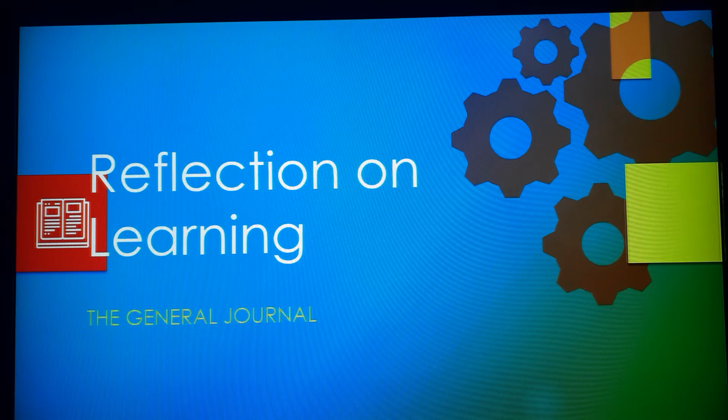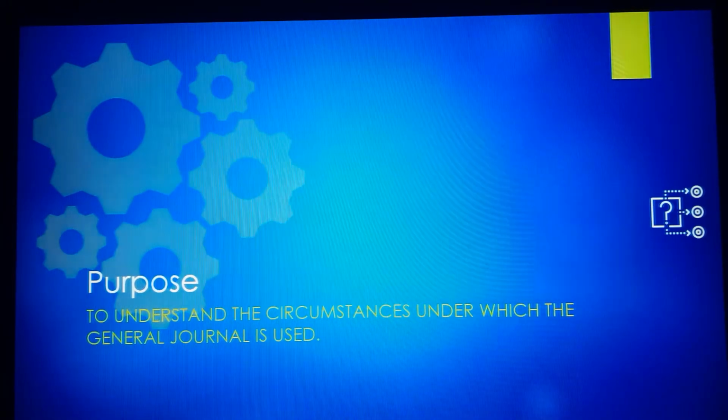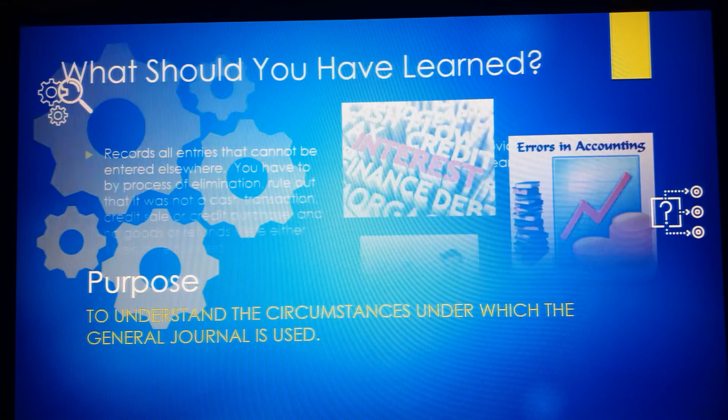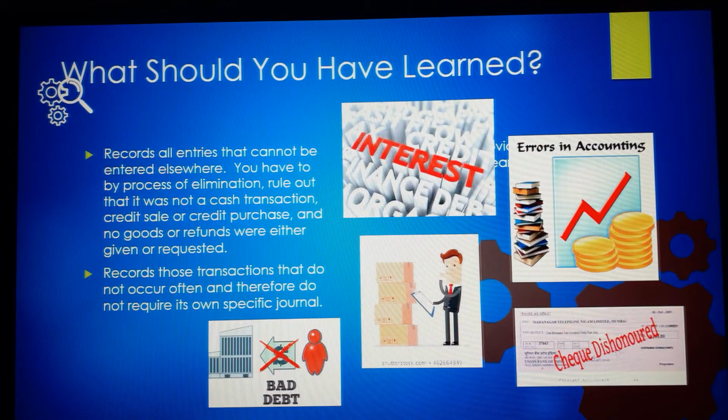Please note that the PowerPoint does not replace your notes, and you still need to use this in conjunction with your notes. The purpose is to understand the circumstances under which the general journal is used. What you should have learned is that the journal does not record all entries, and by process of elimination, you need to rule out any transaction that is not a cash transaction, credit sale or credit purchase, or where goods or refunds were either given or requested.